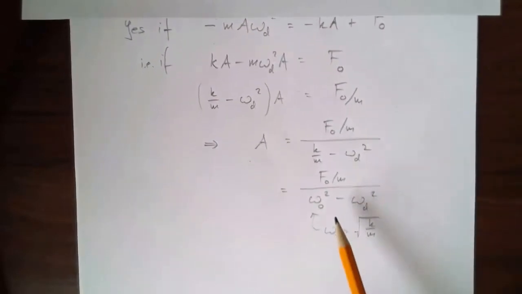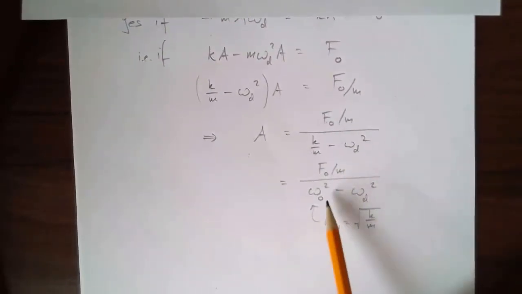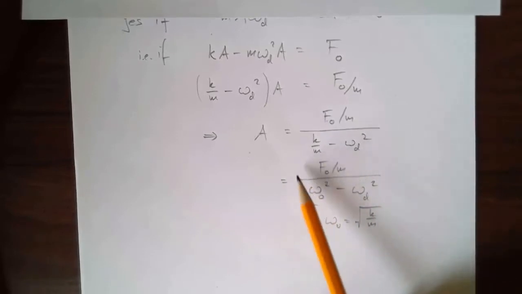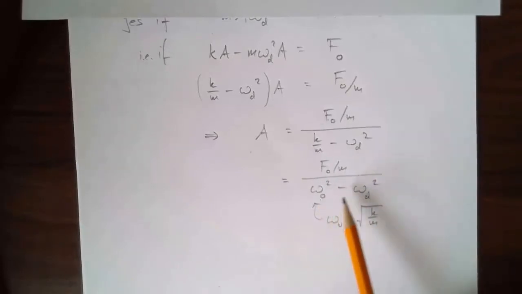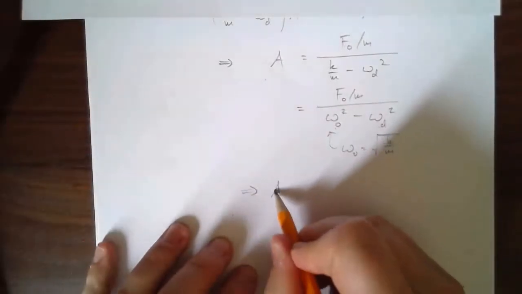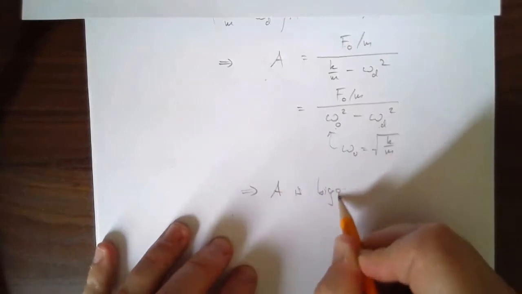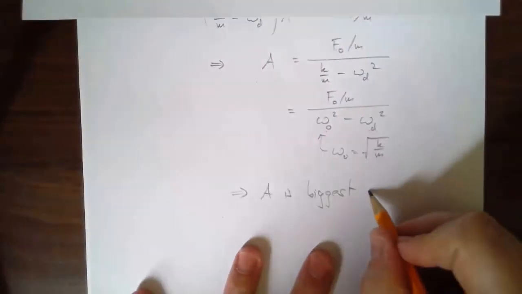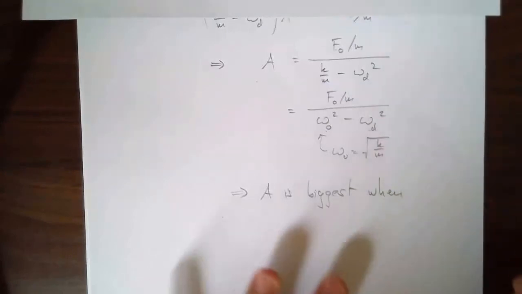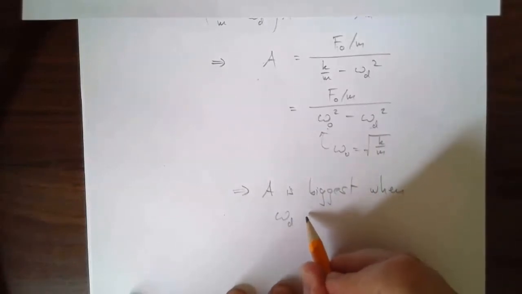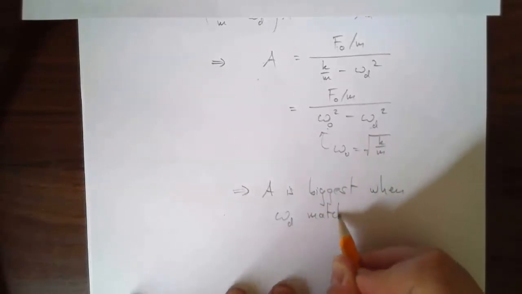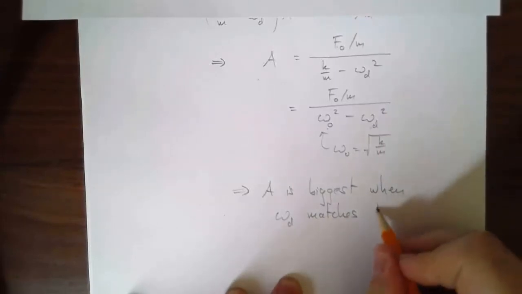Now, let's look at this function further. It seems then this function, right, is going to be biggest when the denominator is smallest. The denominator is going to be smallest when omega naught is equal to the driving frequency. Let's write this down. A is biggest when the driving frequency, our robot setting, matches the natural frequency.